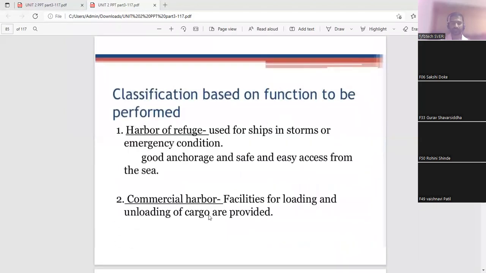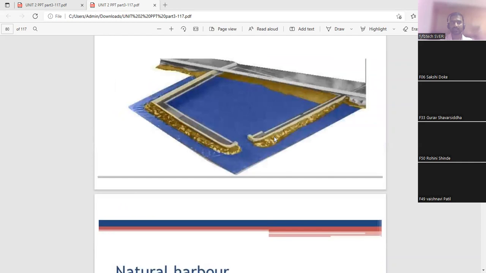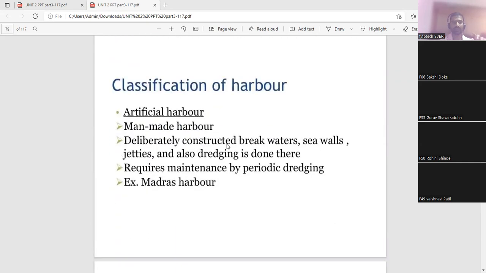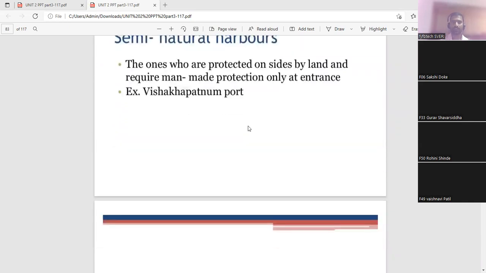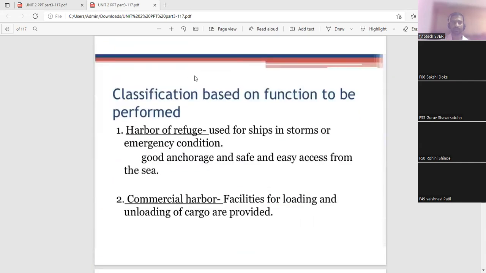Again, one more classification. This classification is based on the function. What we have seen so far is the classification based on natural or artificial. Now it is based on how the harbor does its function. Based on the function, the first one is harbor of refuge, used for ships in storm and emergency conditions.